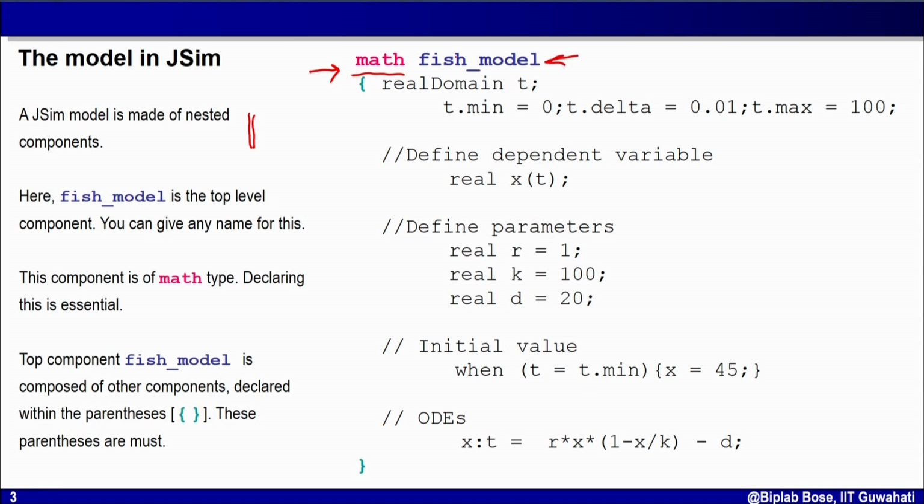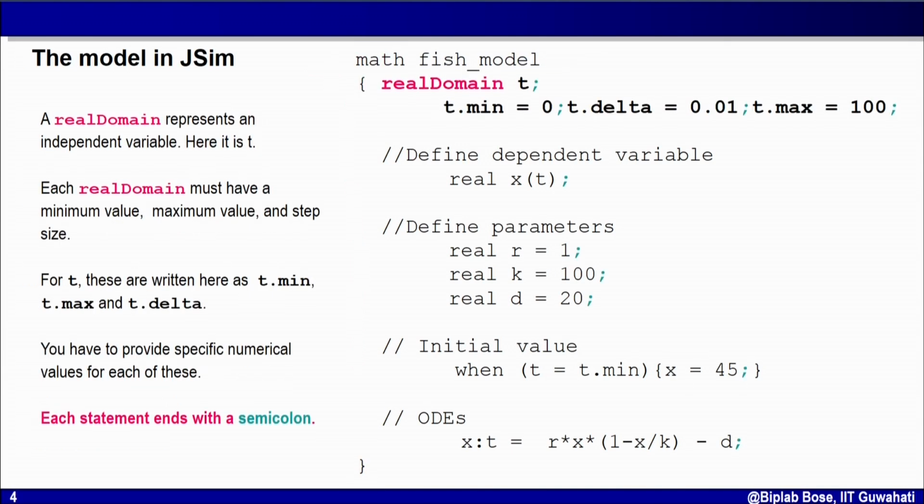Now fishmodel is the topmost component. It has many components listed here, nested under it. And everything nested under this fishmodel is within these curly brackets shown here. Don't miss this curly bracket, otherwise JSim will not understand where the model starts and where the model ends. The model starts with this curly bracket and ends with this curly bracket. So the key feature shown in this slide is that you have to put a name. I have put the name fishmodel and you have to define the type. So it is math type and everything else is within this curly bracket.